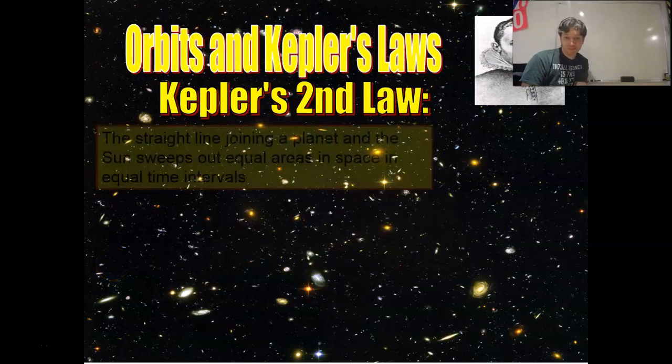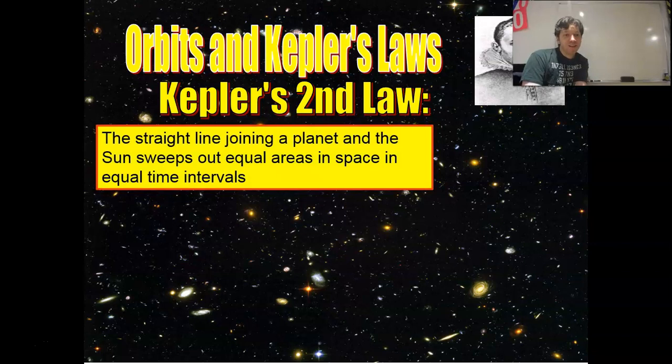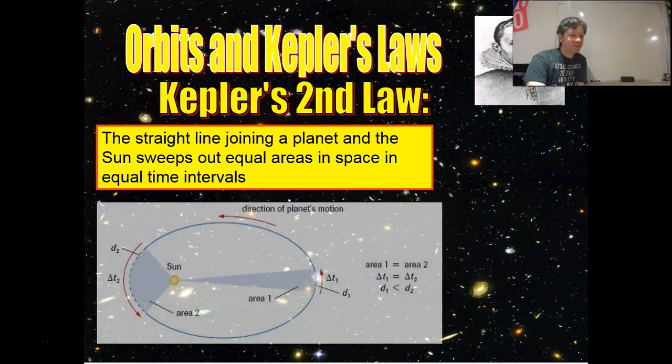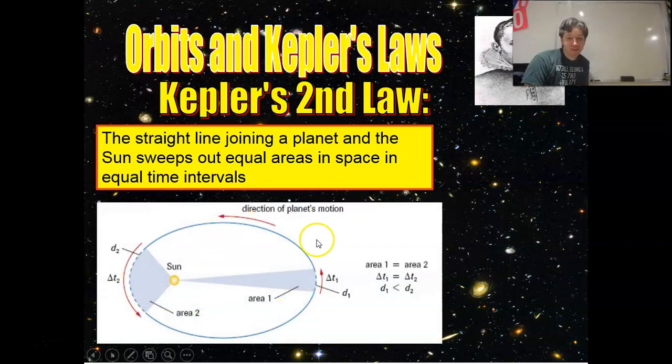Next law, Kepler's second law. The straight line joining a planet and the sun sweeps out equal areas in space in equal time intervals. Let me explain what this means. Look at this picture. Let's say we have a planet, take Mars. As it gets to here, we start recording time. Let's say we record one month. Exactly one month later, it's traveled here.